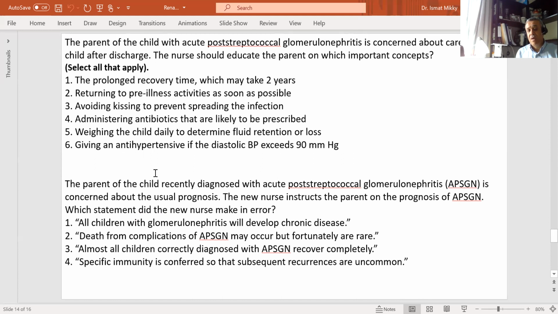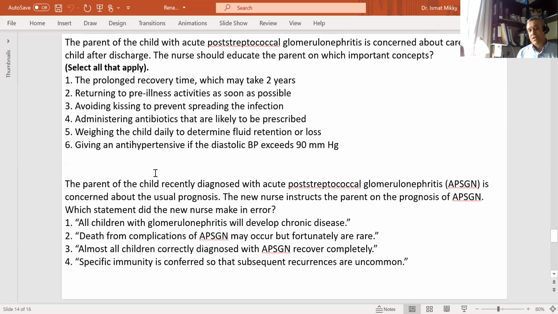deposited on the basement membrane of the glomeruli. So the basement membrane of the glomeruli, we call it the glomerular basement membrane, will have these deposits of the antigen antibody. So it's an autoimmune disease, and these deposits of the complex on the basement membrane of the glomeruli will result in damage to the glomeruli, and then eventually there is a renal problem, dysfunction, impairment. So it's a post-streptococcal glomerulonephritis.